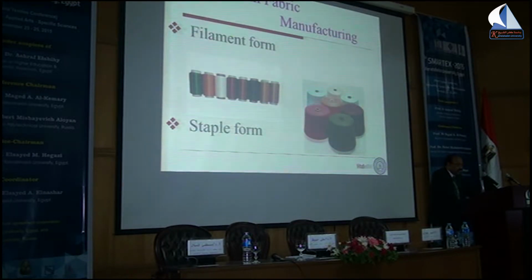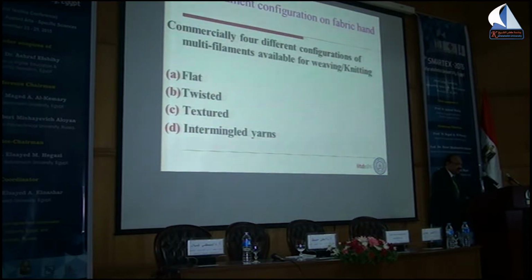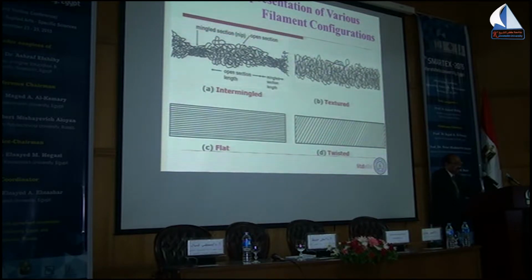If you look at the whole range of commercial fibers available in the market to make polyester fabric, these are available in two forms, either spun yarn or filament yarn. Filament yarn is more prevalent. The filament yarn is characterized by four forms, which are the only forms in which the fiber is available commercially for weaving: either flat, twisted, textured, or intermingled. So you can see the structure of these four different fibers.